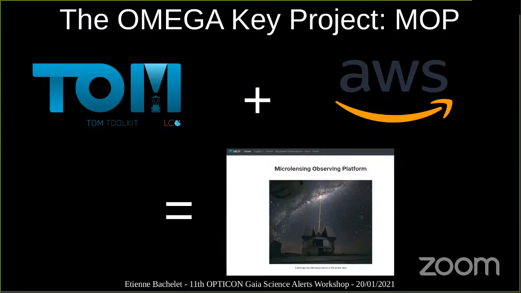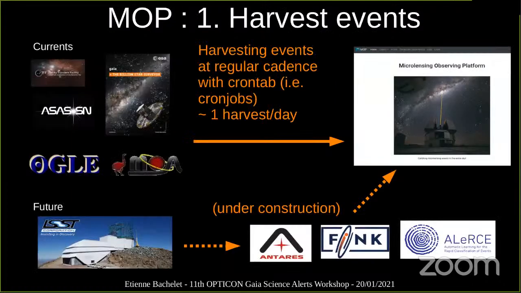The Omega project relies on a core system which is called the Microlensing Observability Platform, which is a TOM Toolkit database coupled and deployed on an Amazon web server. And the main goal of MOP is first to harvest all events coming from all of the surveys, such as OGLE and MOA, the traditional microlensing surveys, but as well as ZTF and Gaia. And we do a harvest every day. And we are also constructing the infrastructure to be able to harvest from LSST via brokers such as Antares or Fink.